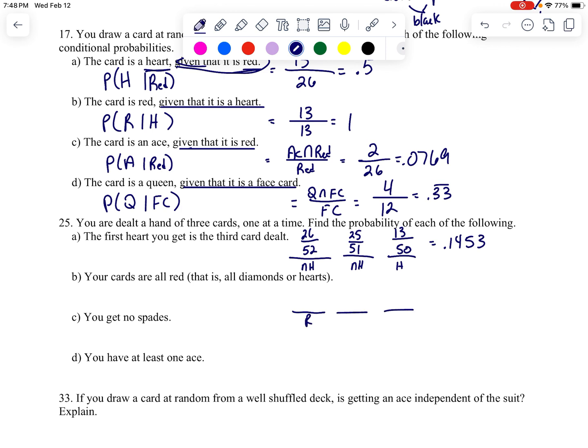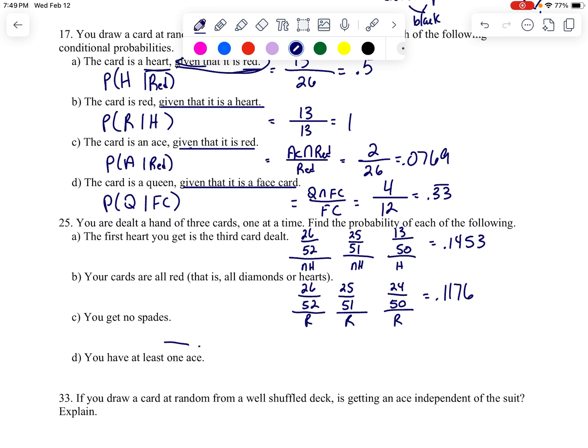Again, 3 cards. All are red. So I need a red, followed by a red, followed by a red. And again, 26, 13 in each suit of hearts and diamonds. So 26 out of 52, but then that's going to reduce down to 25 because 1 has been removed. And then it's going to reduce down to 24 because 2 have been removed. And that goes for both of them dropping by the same amount. So that is going to be a 0.1176.